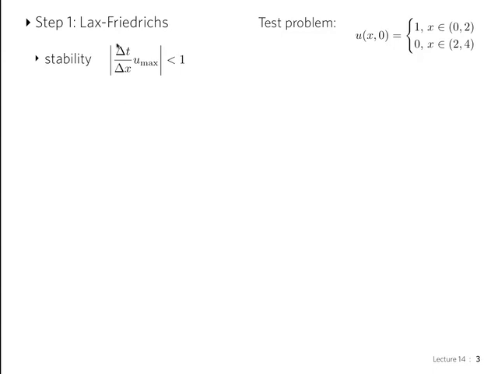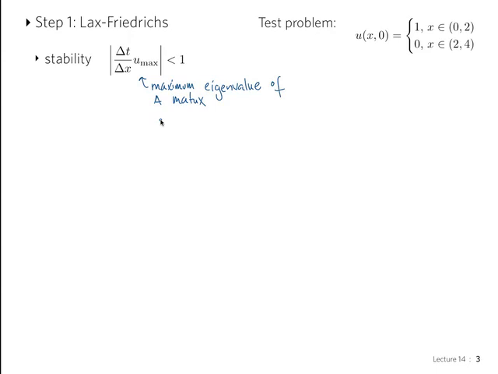Notice that our stability condition was written in this form, where U max is, if you want to generalize this, for example to 2 dimensions, the maximum eigenvalue of the A matrix. In this case, the A matrix is just A equal to U, so there's only one eigenvalue, U.